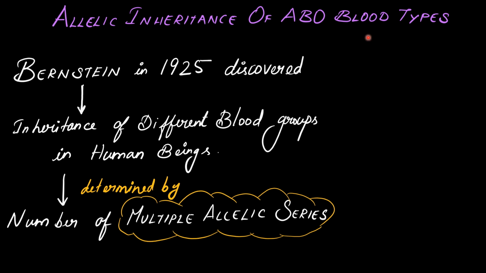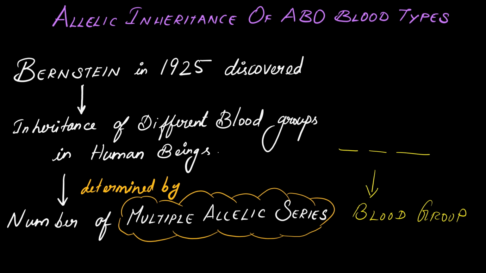So the inheritance of the different blood groups of human beings was discovered by Bernstein in 1925. What he was coming to determine about the blood group, he was coming to tell that there is a number of multiple allelic series to determine the blood group. So what is this multiple allelic series? There are going to be many alleles to determine one phenotypic character. What is that phenotypic character? It is going to be the blood group.